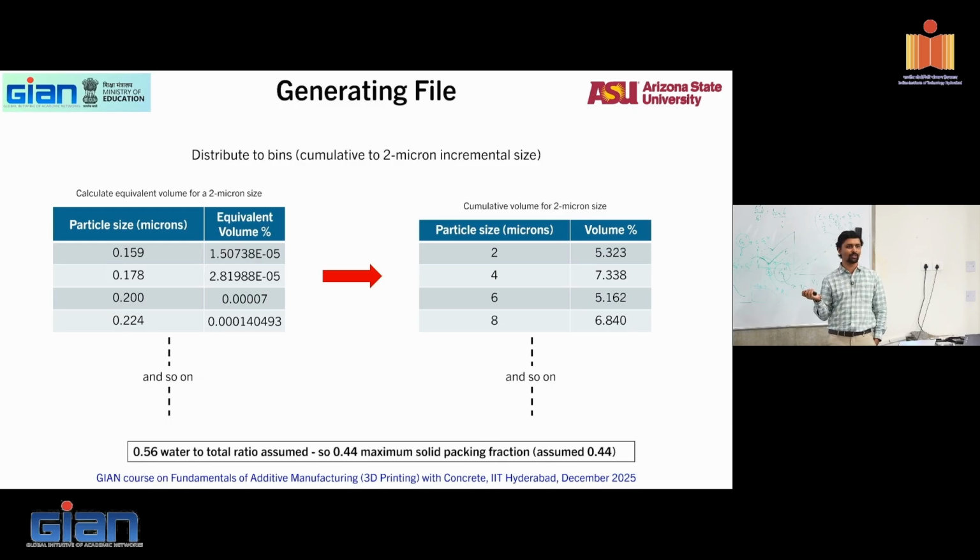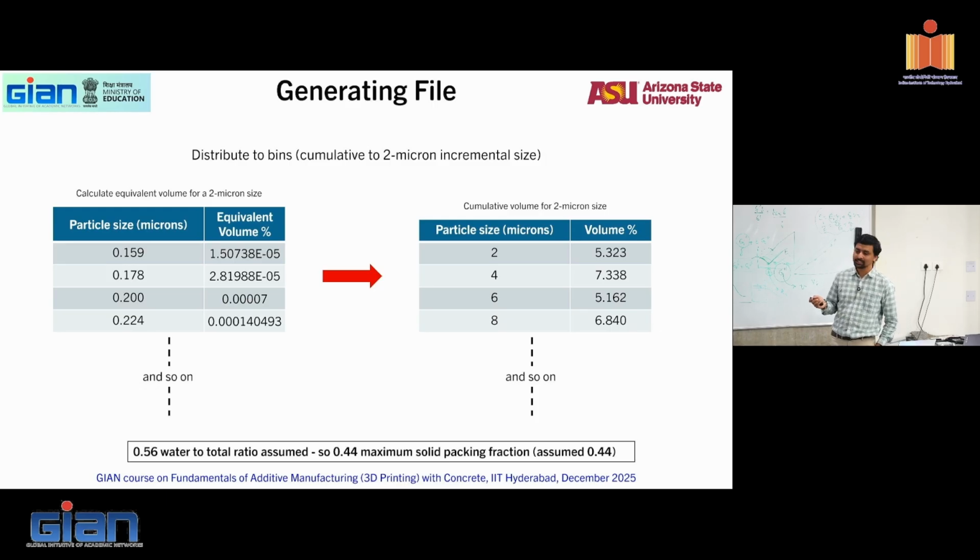I'm just giving a brief overview right now, so that when I actually show the Excel sheet, it does not become like, oh, what are we doing? So just to show what goes into the Excel sheet, I'm showing you this. Once we put an equivalent volume for all this, we do a cumulative volume, meaning anything from 0 to 2 goes to a 2 micron bin, anything from 2 to 4 goes to a 4 micron bin, and so on. We can keep doing that.